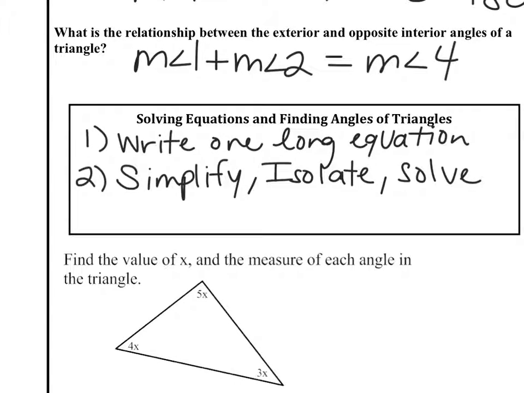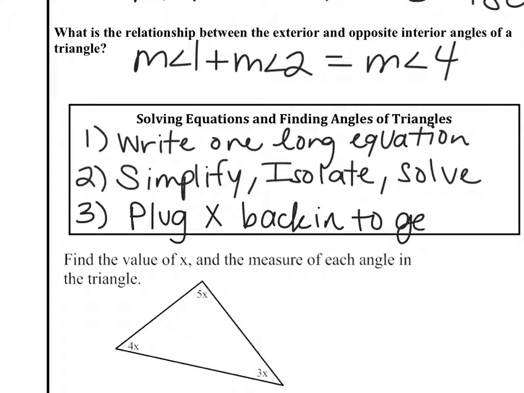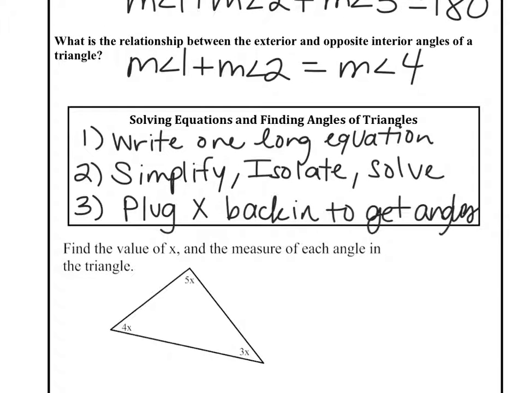And then last thing we're going to do, and this is really important, and this is what I see students skip every year, you have to take x, so plug x back in to get the angles. You're going to be finding angle measures. So I'm going to ask you what x equals, but you also have to tell me, using x equals like 3, what will each angle be?